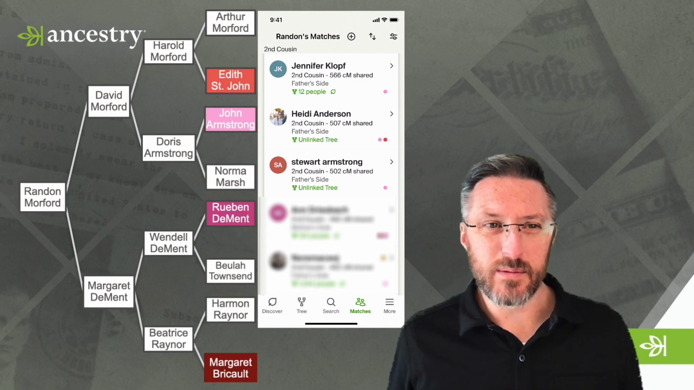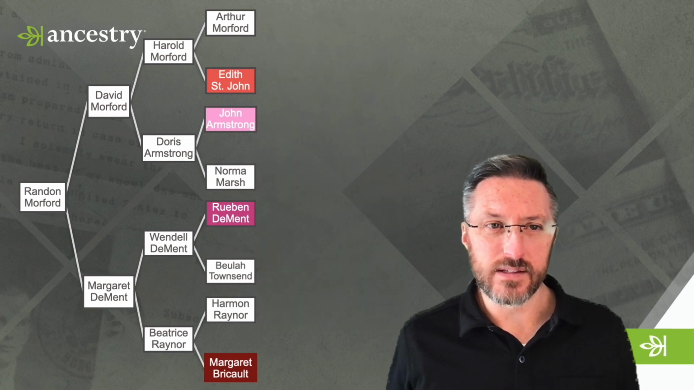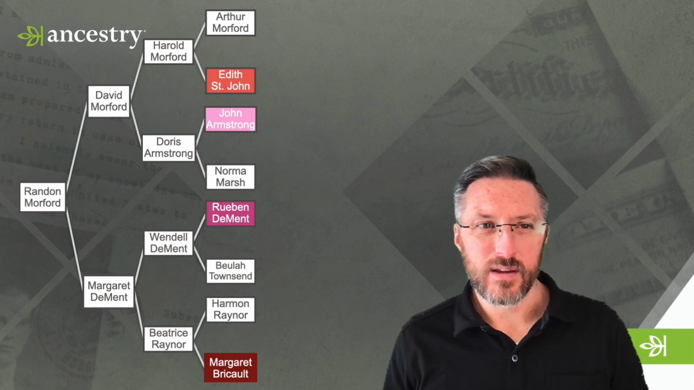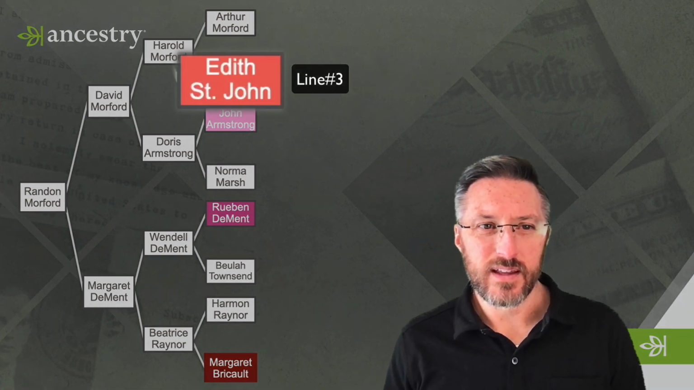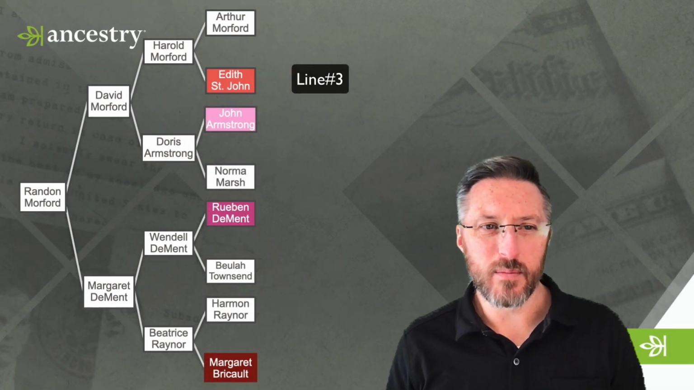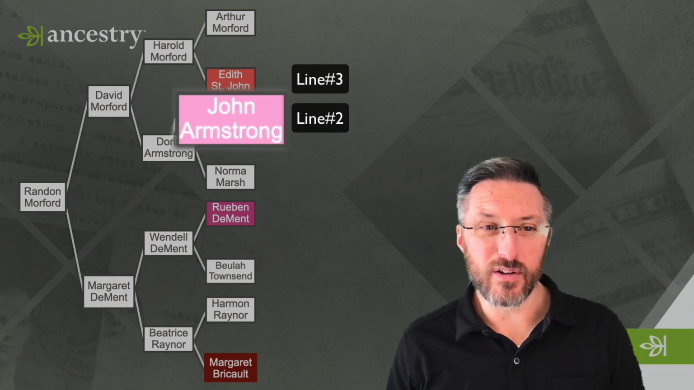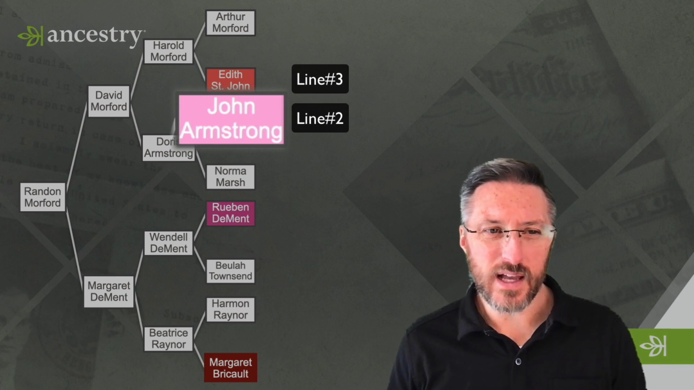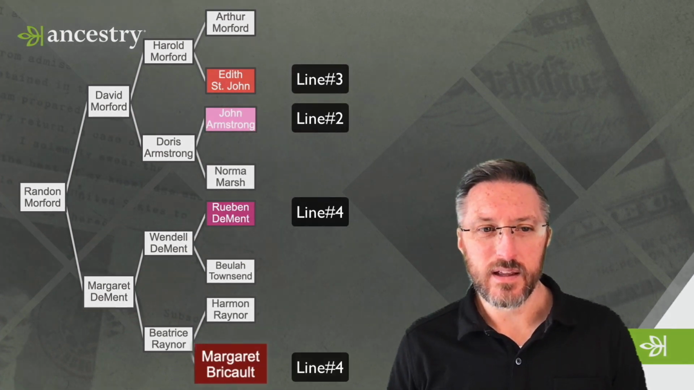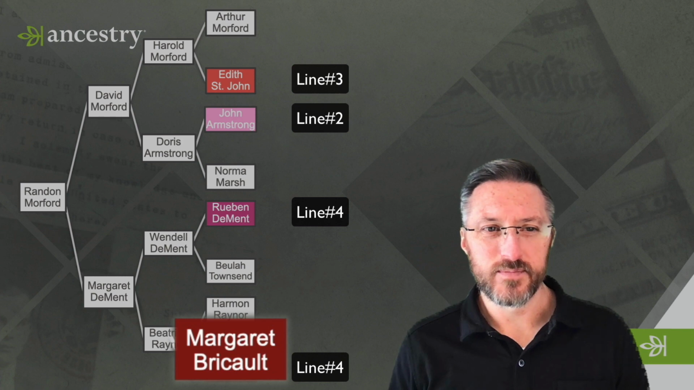So we've been able to identify 4 different lines. On my father's side, coming through his dad, we have the St. John family. Through his mother, my grandmother, we have the Armstrong family. On my mom's side, through the Dement line, and then through her mother's side, the Brooke line.